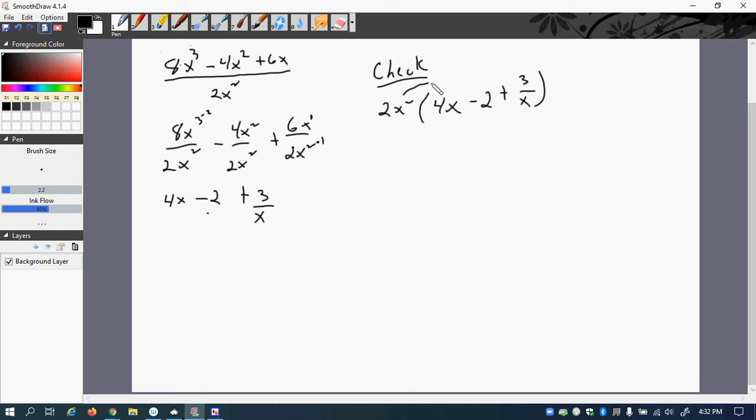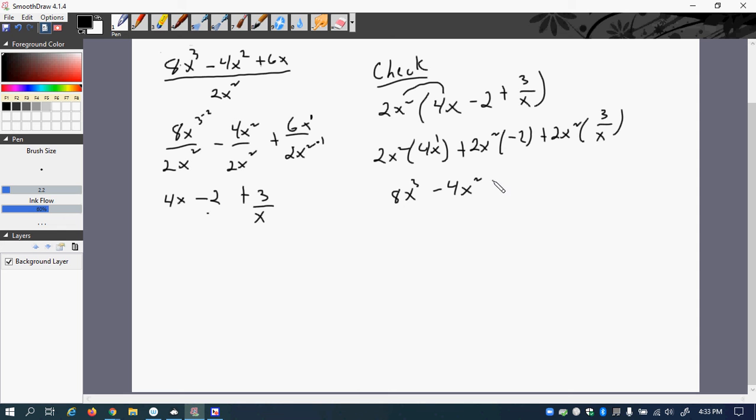So I'm going to take 2x squared times 4x. Then I'm going to take the 2x squared, multiply by negative 2, and then I'm going to take the 2x squared and multiply by 3 over x. So here I'm going to get 2 times 4, which is 8, and 2 and 1 make to the third power. So far it's matching. Then I have positive times a negative, which is negative. 2 times 2 is 4x squared. It matches the middle term.